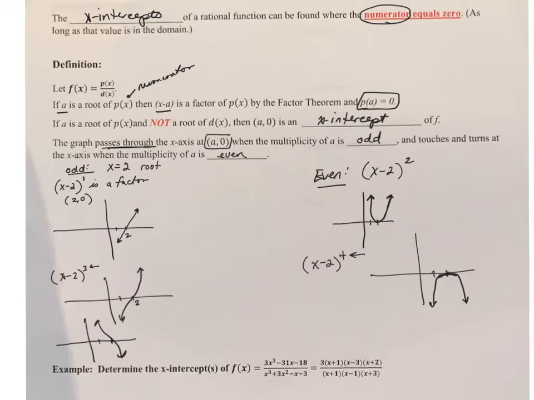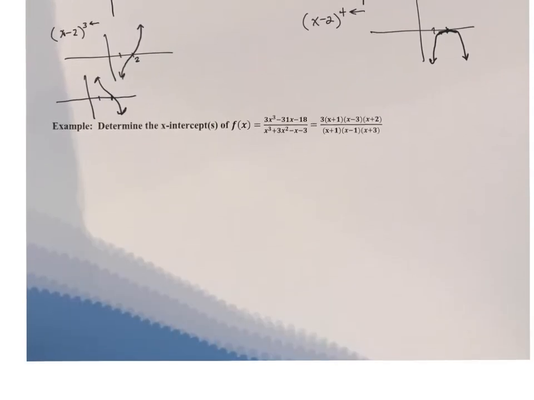So that really should be a review from polynomials. That's really the same discussion we had there. Odd multiplicities go in opposite directions. Even multiplicities are going to go in the same direction.